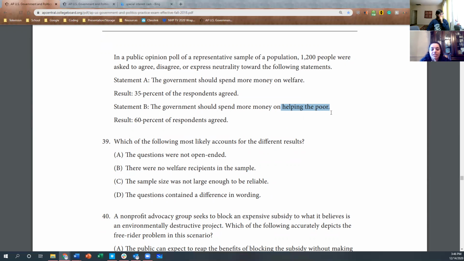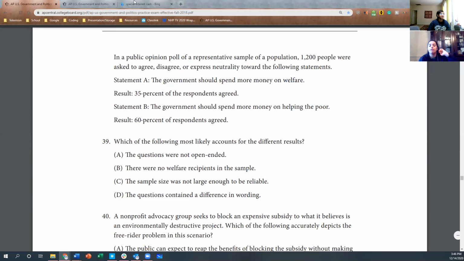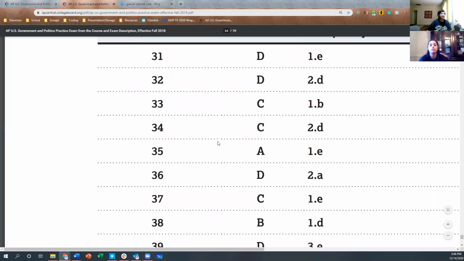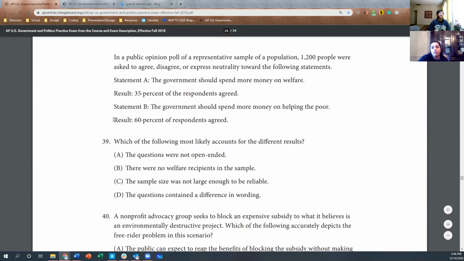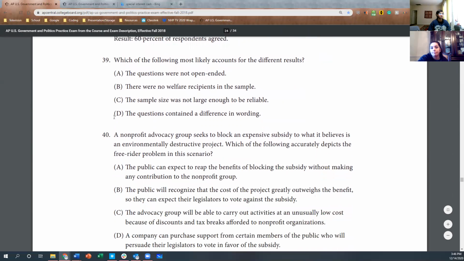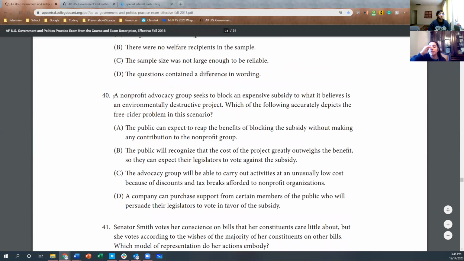The questions contained a difference in wording. I think, yeah, because that's a big critique of welfare polls. Yeah, it's helping the poor versus welfare. So it'd be D then. Yeah, I think that's something we would have learned in the unit about elections and polling, because a big critique of polling is wording. I don't think she'll put too much about that because we didn't talk about it.